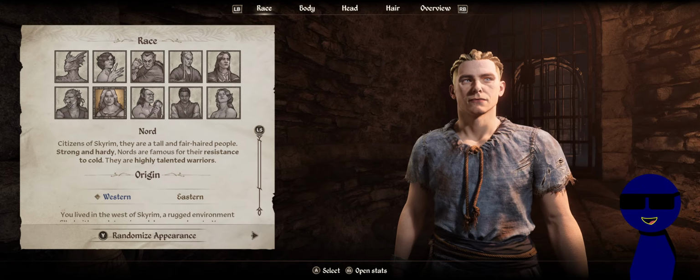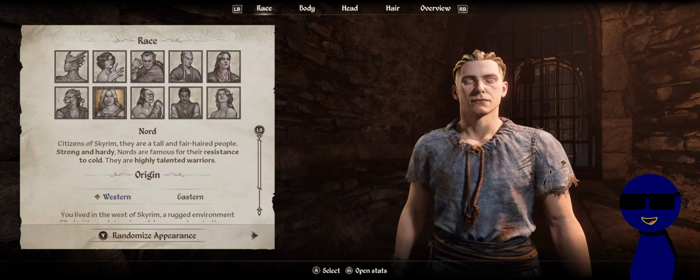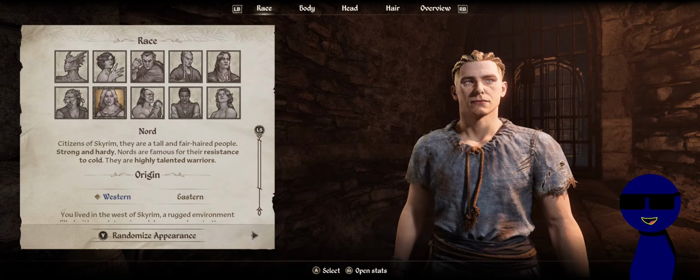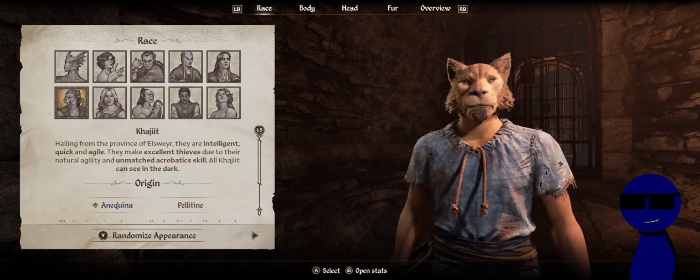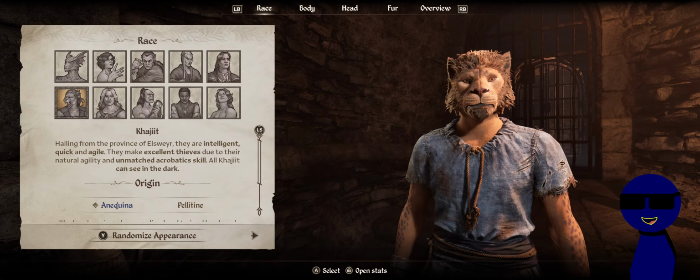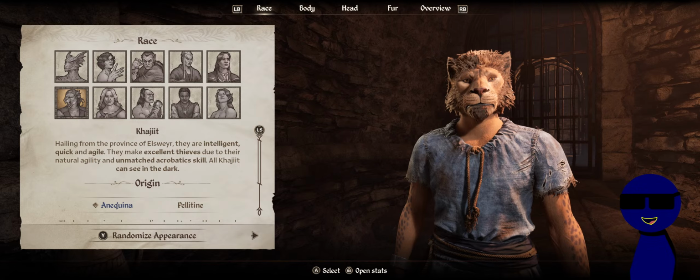The Nord, citizens of Skyrim, they are tall, fair-haired people. Strong and hardy, Nords are famous for their resistance to cold and are highly talented warriors. And the Khajiit. Hailing from the province of Elsweyr, they are intelligent, quick, agile, and make excellent thieves. Due to their natural agility and unmatched acrobatic skills, all Khajiit can see in the dark.